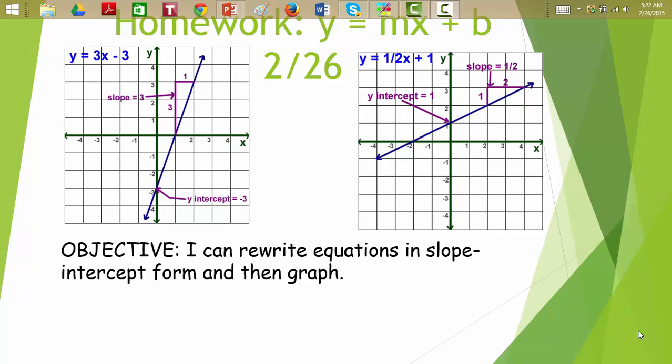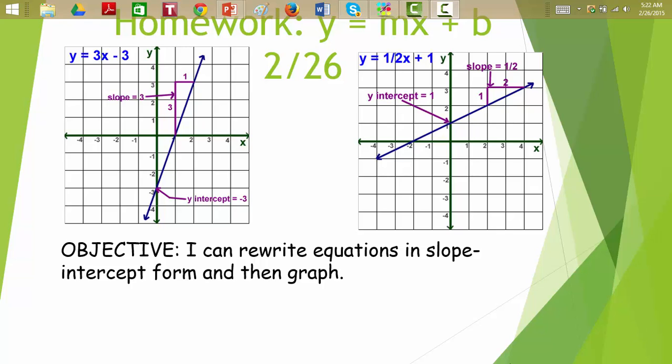Good evening. Tonight's homework is again graphing equations in the form y equals mx plus b. We know from yesterday and the work we've been doing in class, the m, the number in front of the x, represents the slope, and the b, the number at the end, that constant in the equation, represents the y-intercept, or the y-coordinate of the y-intercept.